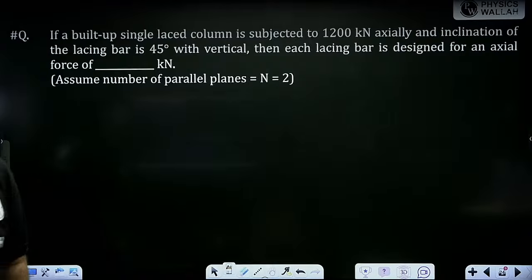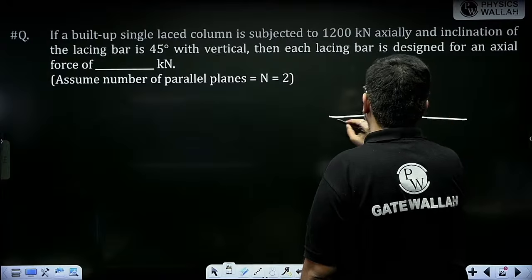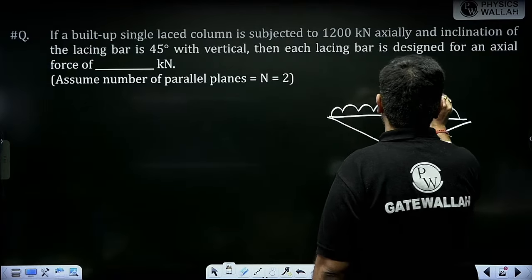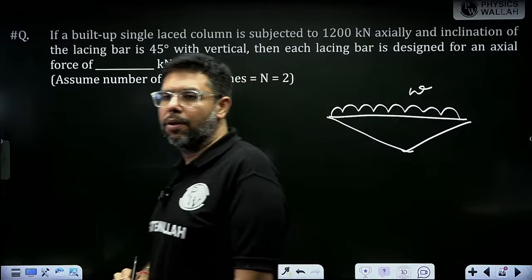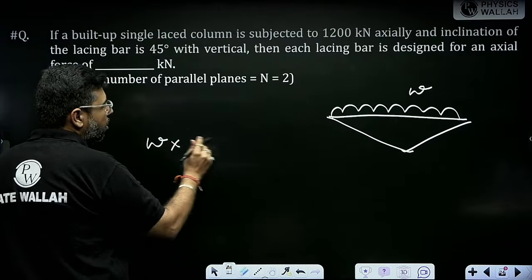Then find out the work done under the UDL. For UDL, how to find out the work done? For example, you have a UDL like this. Virtual work done by UDL is nothing but area under the deflected shape.